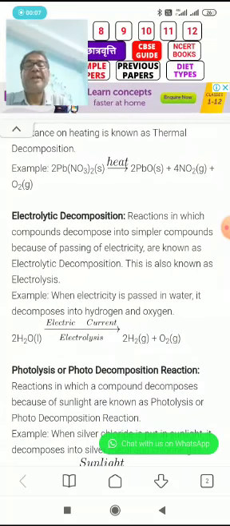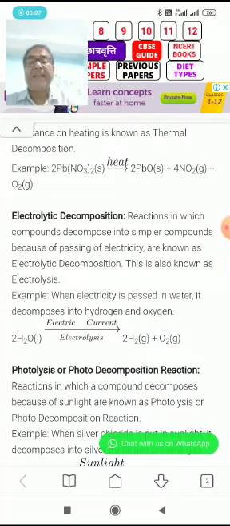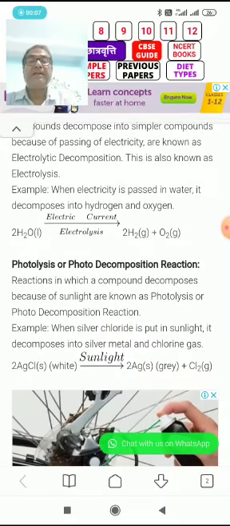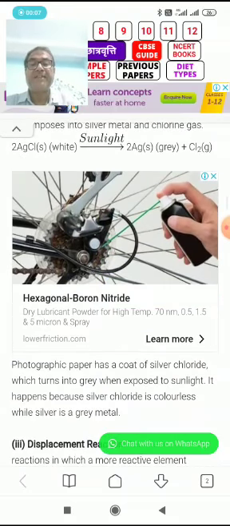Second one is electrolytic decomposition. Decomposition with the help of electricity. Example, water upon electrolysis gives hydrogen and oxygen. The third one is photo decomposition reaction. When we expose silver chloride to sunlight, we get silver and chlorine. Here, silver chloride decomposes in the presence of sunlight. So, it is an example of photo decomposition reaction.